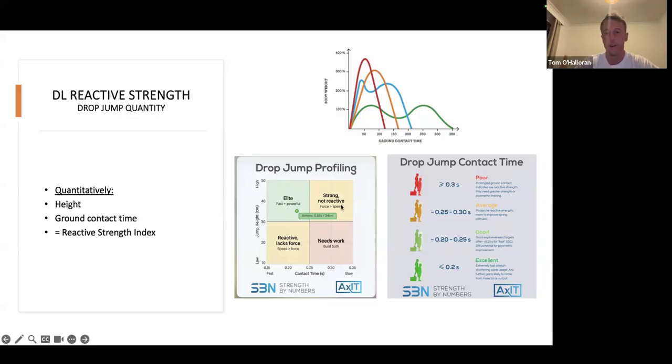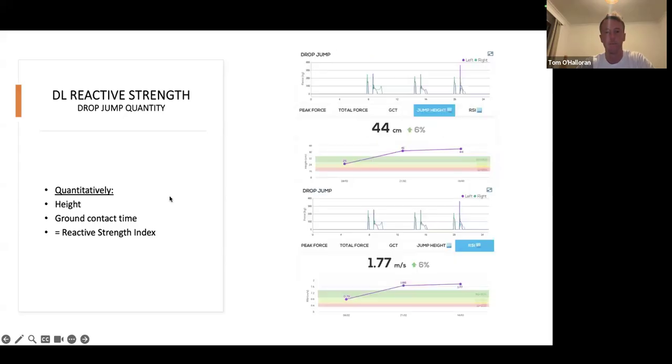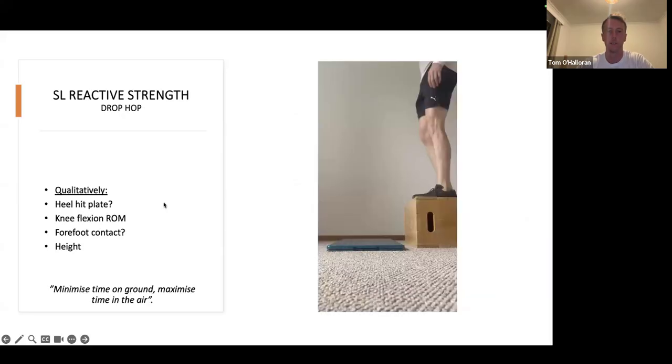So again, off the ground quickly with a high height, we're going to be fast and powerful. If we get good heights but it takes us time, we might be strong but not as reactive. If we're on the plate for a long time and we get nowhere, we probably need to work on both. So this is just a general insight into someone's springiness. We're looking at height, ground contact time, reactive strength.